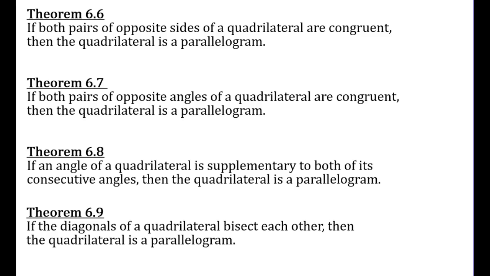So theorem 6.6, if both pairs of opposite sides of a quadrilateral are congruent, then the quadrilateral is a parallelogram. Theorem 6.7, if both pairs of opposite angles of a quadrilateral are congruent, then the quadrilateral is a parallelogram. Theorem 6.8, if an angle of a quadrilateral is supplementary to both of its consecutive angles, then the quadrilateral is a parallelogram. And theorem 6.9, if the diagonals of a quadrilateral bisect each other, then the quadrilateral is a parallelogram.